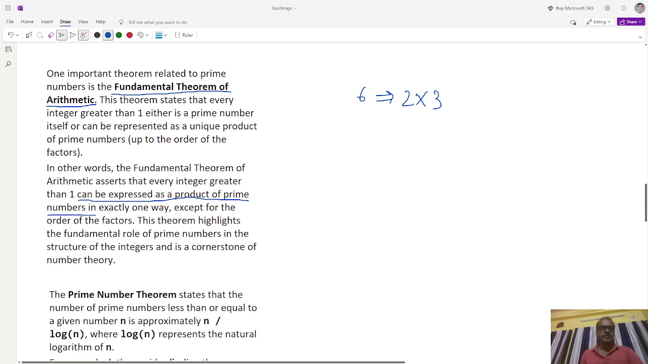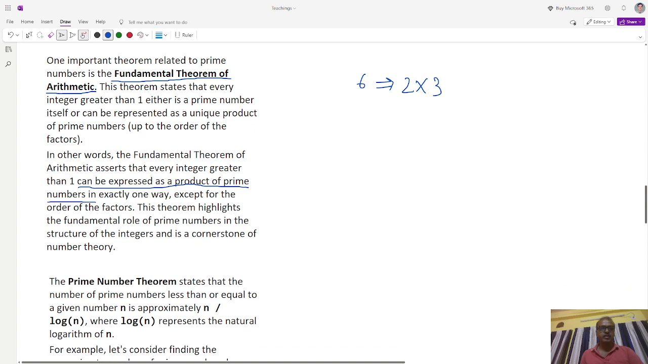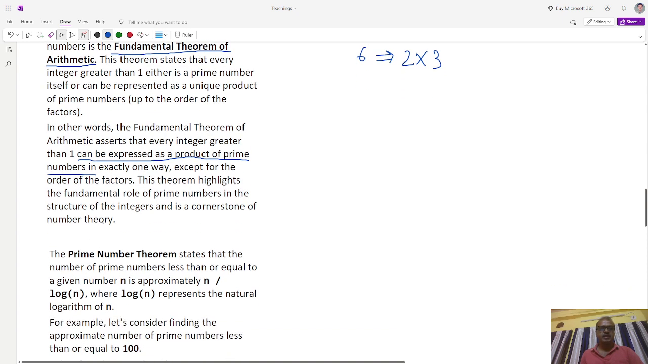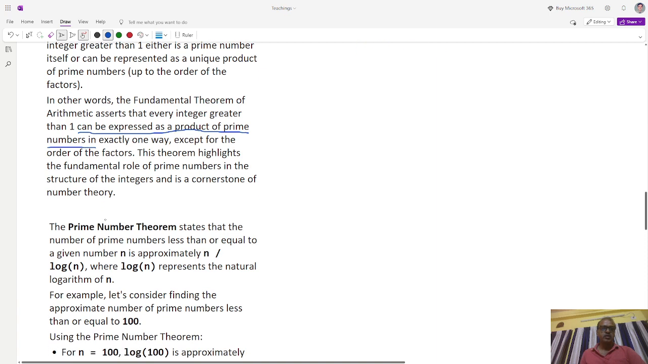This theorem highlights the fundamental role of prime numbers in the structure of the integers and is a cornerstone of number theory. It is a very important theorem in arithmetic, that is, it is known as the fundamental theorem of arithmetic. Next, the prime number theorem.